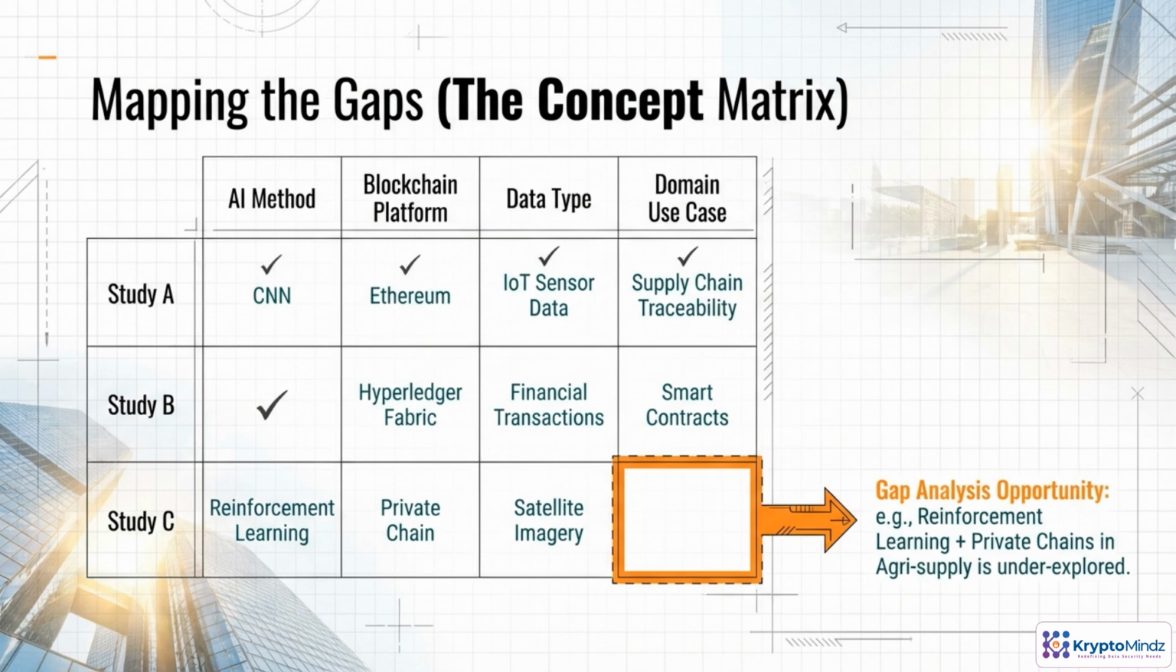A concept matrix helps you see patterns across existing studies instead of reading them one by one. Along one dimension, list AI methods, blockchain platforms, and data types. Along the other, list domains or use cases. Then mark what each paper actually uses. The real value lies in the empty cells, combinations no one has explored yet. Those become concrete, justifiable candidates for your PhD research direction.